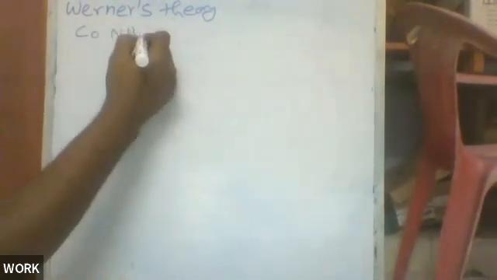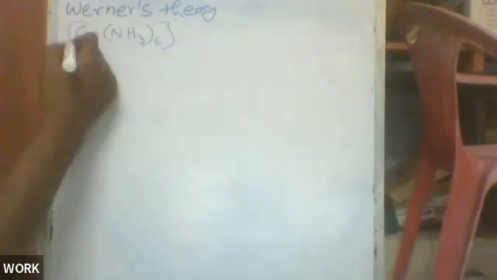Co(NH3)6Cl3. You tell me how many primary valencies there are, which is the primary valency and which is the secondary valency in this complex. You tell me which is ionizable.